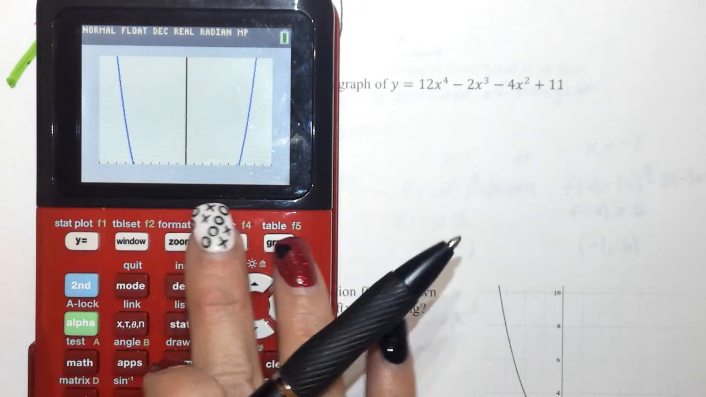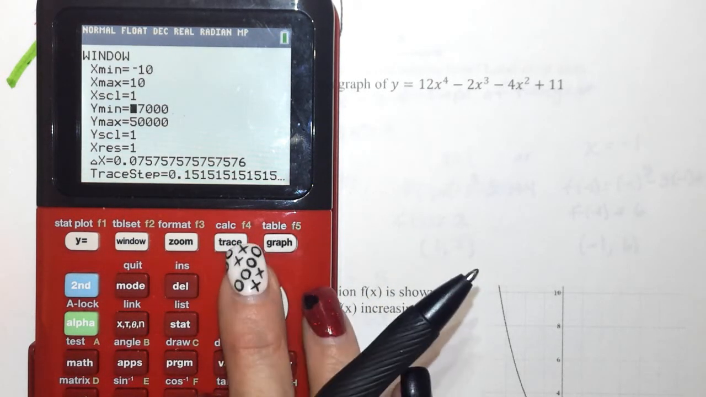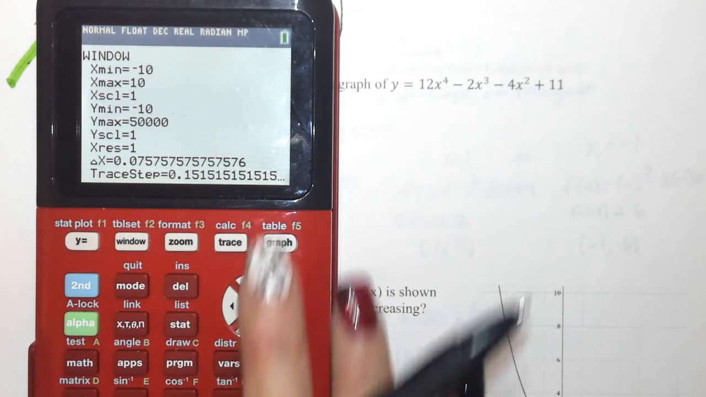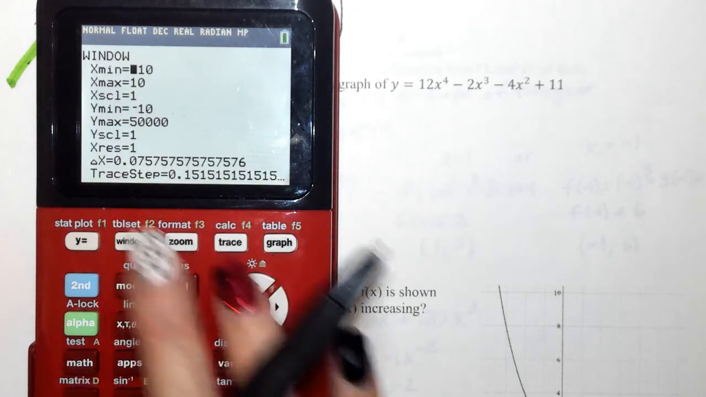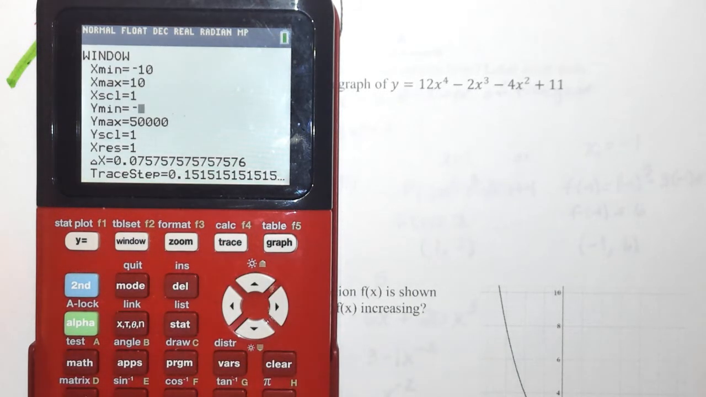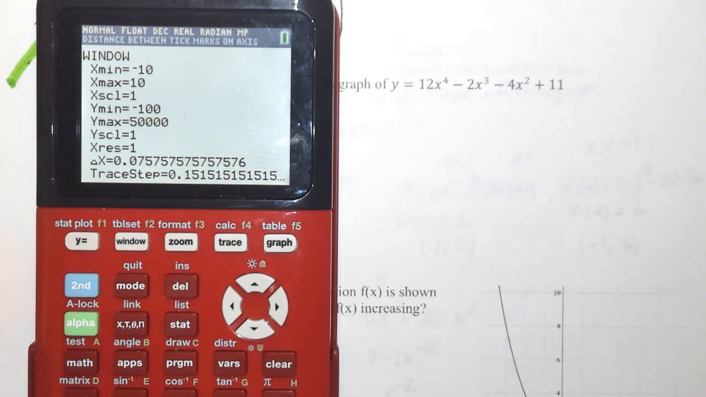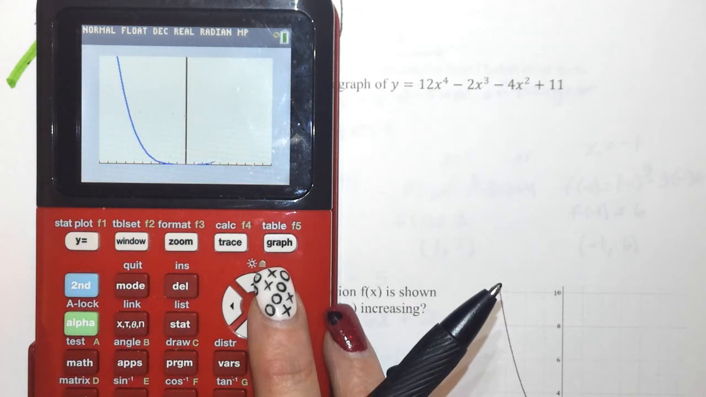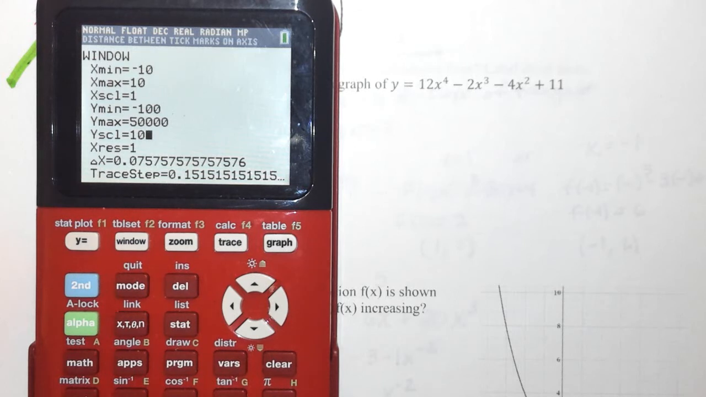We need to go lower. Okay, let's go lower on the Y. Y minimum, let's go to -10. Nope, we need to go lower still. On the y minimum, let's go to negative, and let's scale it. Let's go by like 50. Getting a little bit better. Let's scale it by 100.